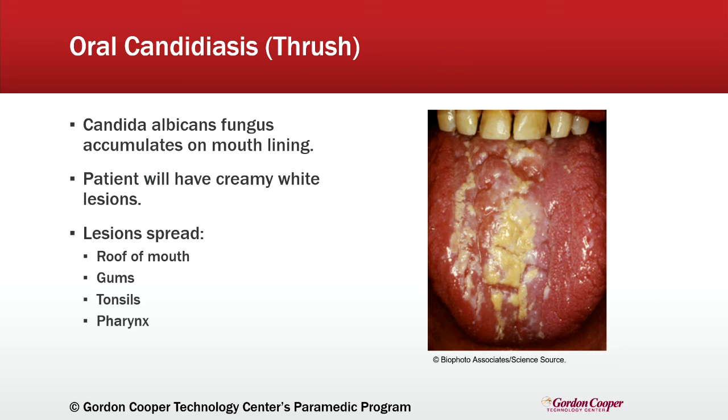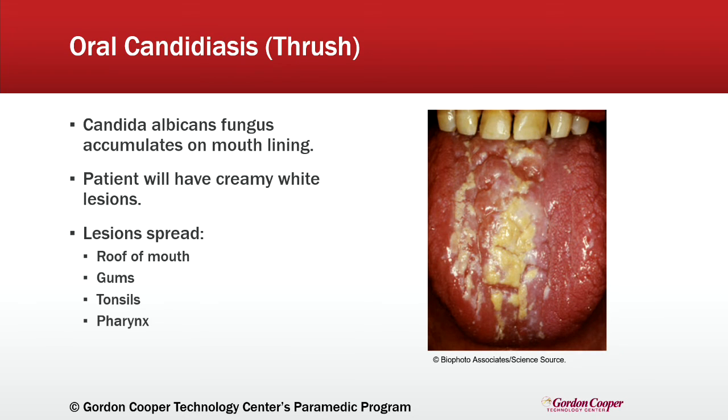So, oral candidiasis or thrush is a condition that occurs when the candida fungus builds up on the lining of the mouth. Now, this might sound like, oh my gosh, the candida fungus. Well, the candida fungus is kind of there. It just gets an opportunity to grow and thrive. What we usually see with this is creamy white lesions that may appear on the tongue or the inner cheeks. It's most commonly seen on the tongue.